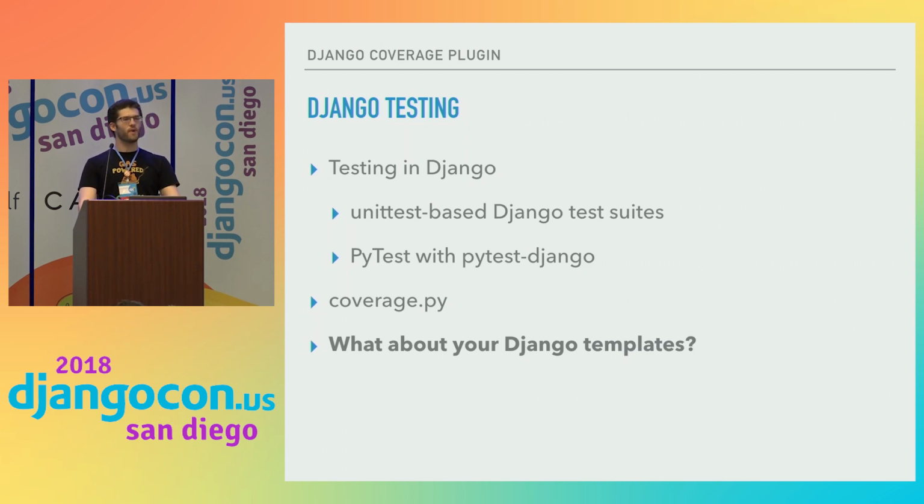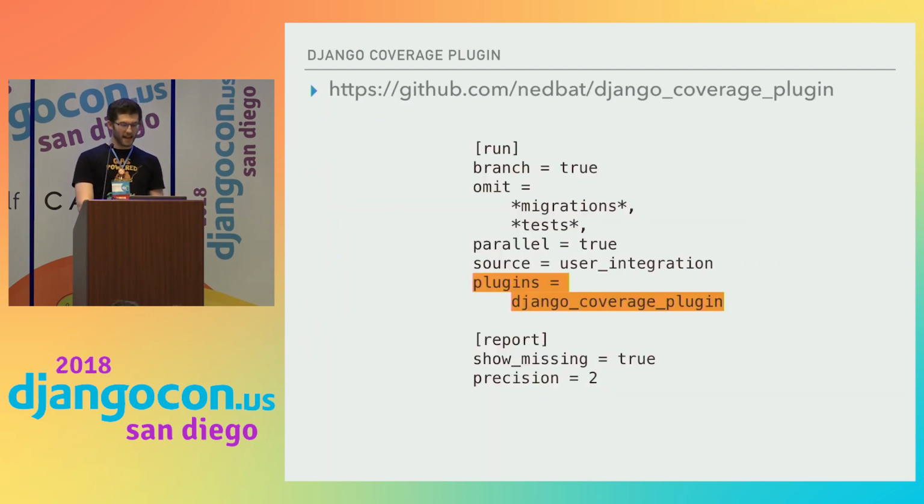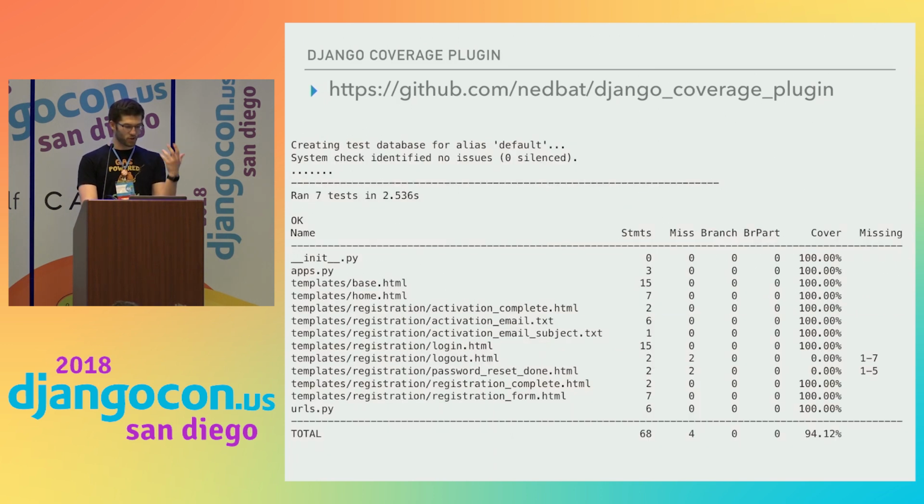That's great for your Python, but how do you test your Django templates? Well, lo and behold, Ned has also written something called the Django Coverage plugin. You can just pip install it and then add it to plugins, and you are off to the races. This is actual output from a test. You can see that it runs the test, and in the coverage output, it includes not only Python, but also the HTML templates.